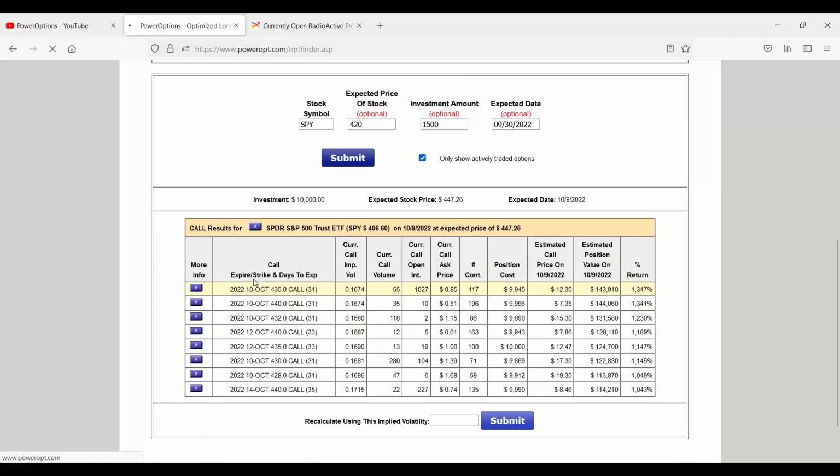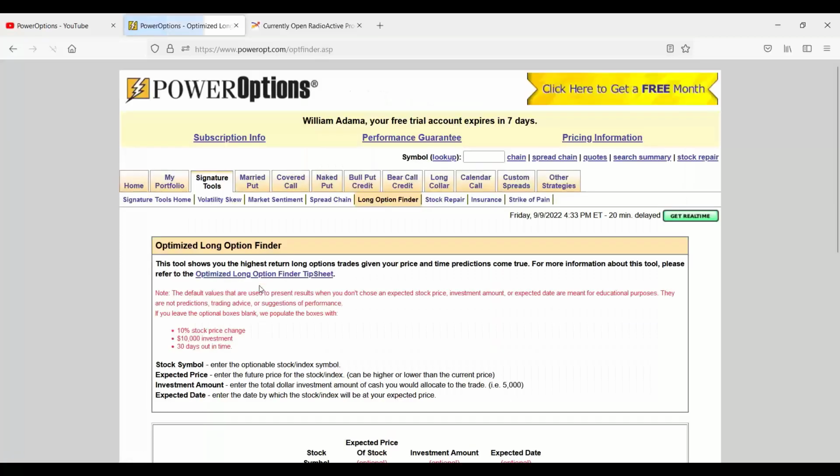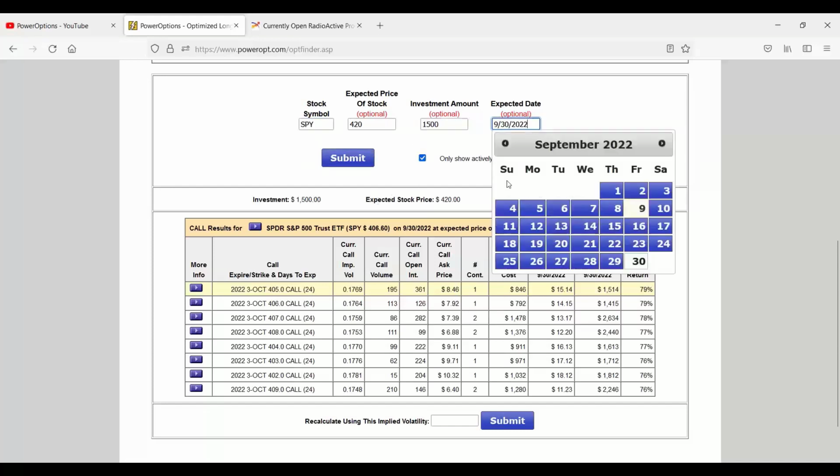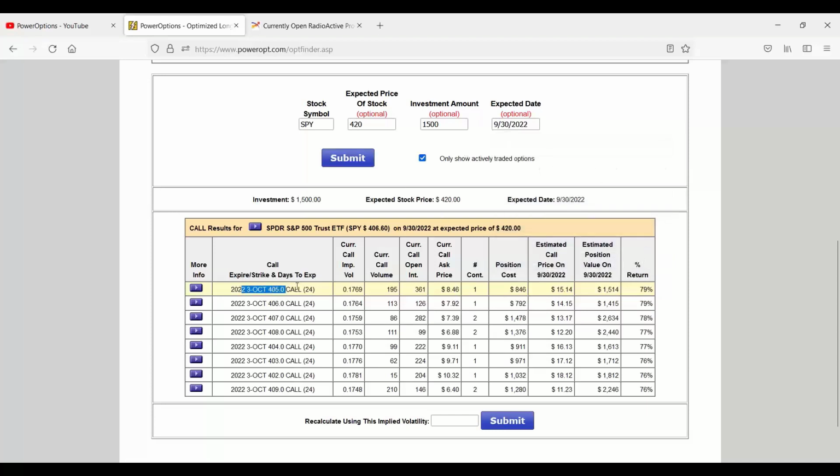And of course, like I said, there's so many options with the Monday, Wednesday, Friday expirations and all of the weeklies. All right, fantastic. So what this is telling me is that if I expected a 5% move on SPY, and I was going to invest $1,500 into the options and hit that target date at 9/30, the October 405 call, October 3rd expiration, 405 call, 24 days out with a current price of $846 would give us the best bang for the buck at 79% if SPY was trading at 420 on 9/30.